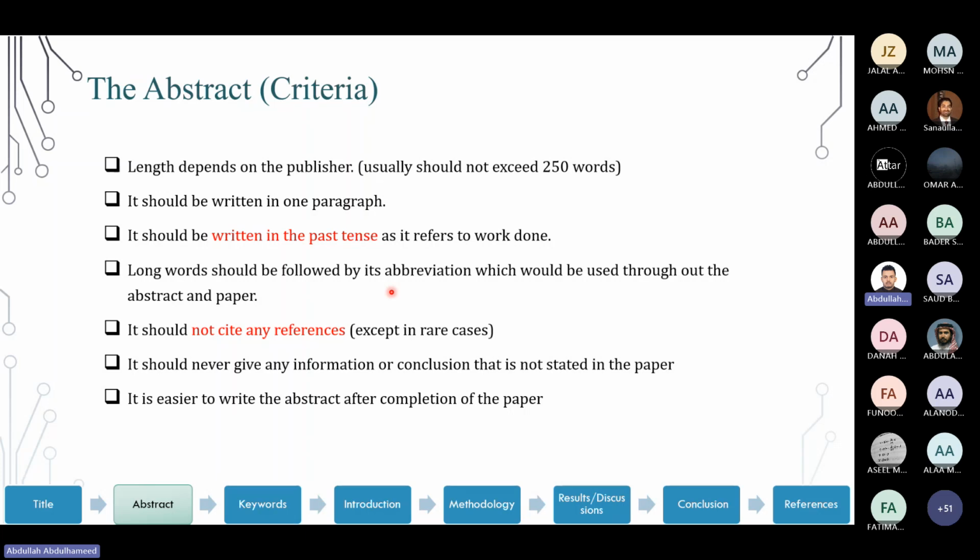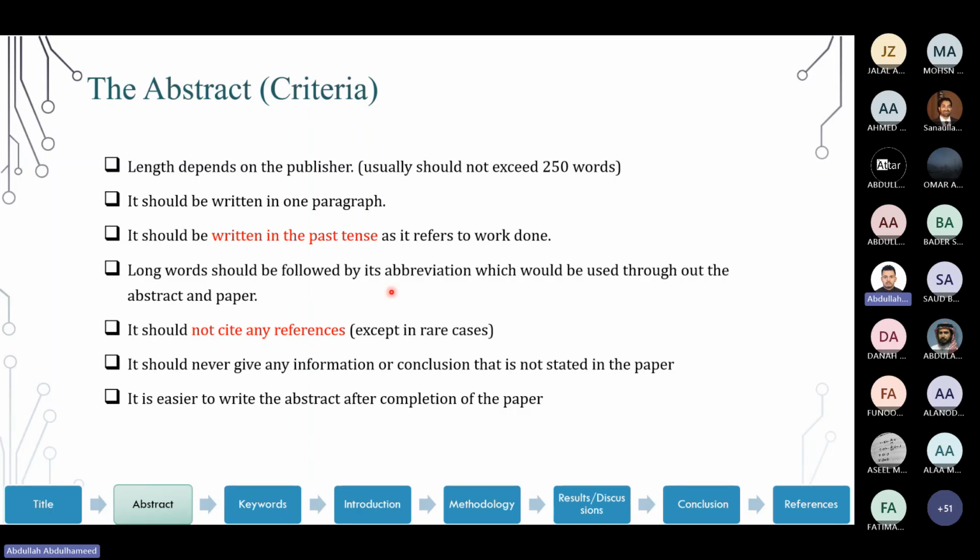So now I will also talk about some of the criteria of the abstract. First, length depends on the publisher. Someone might ask me how long the abstract should be. I would say do not make it too long, maybe 300 words is enough. But the length actually depends on the publisher. If you send a paper to, for example, Springer or Elsevier or IEEE, they have a specific length, so you need to follow it. If it is too long, you need to reduce it. If it is too short, you need to increase the length. And usually it should not exceed 250 words or 200. It depends on the publisher.